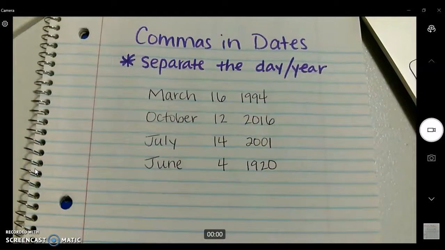Alright guys, you've already watched the first video about adding commas and dates correctly. We're doing this because you're sending an email to someone or you are writing a letter to someone this week, so we want it to look nice and clear.